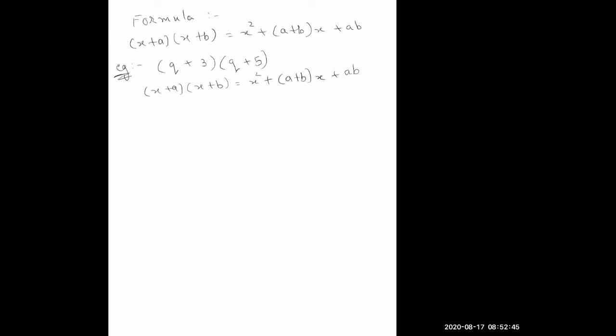Now second step. What will we do in the second step? Copy the question. That is (Q plus 3) in the first bracket and (Q plus 5) in the second bracket is equal to. Then what will we do? First we have to compare. So x is equal to Q, then A is equal to 3, and B is equal to 5. Yes, very good.